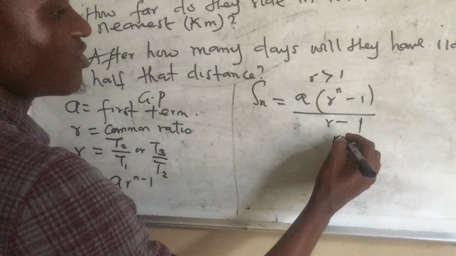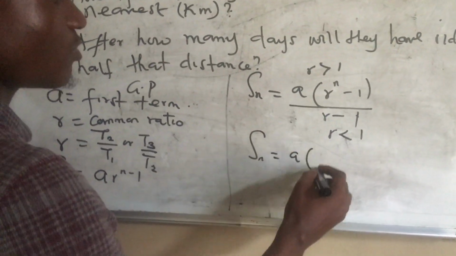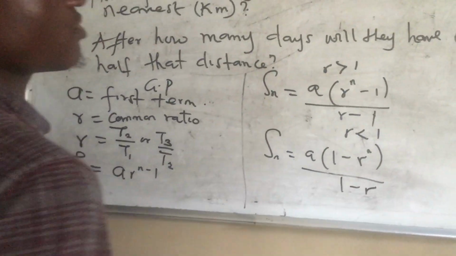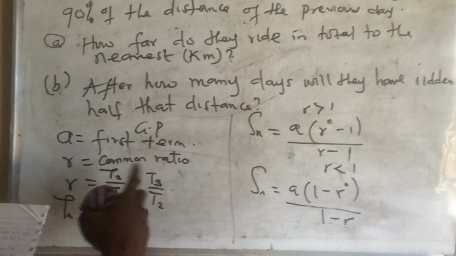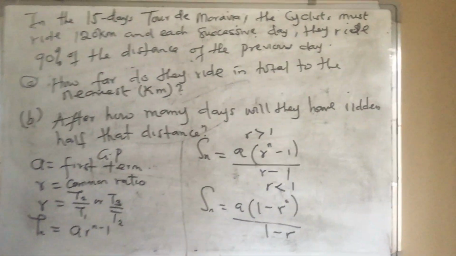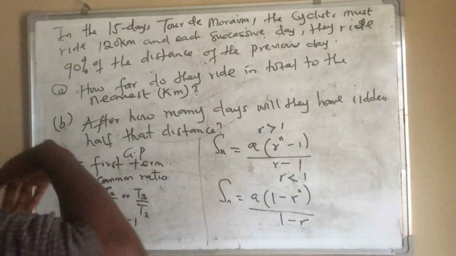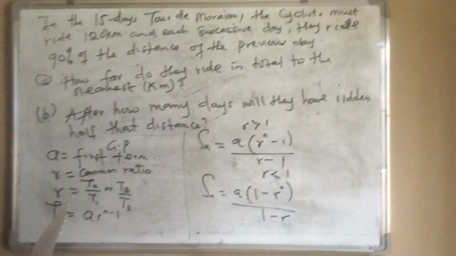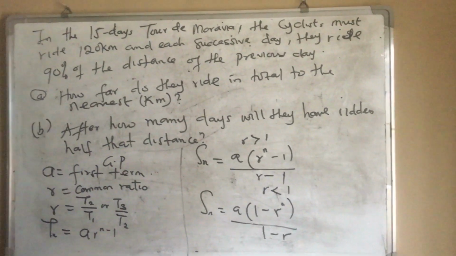But if our R is less than 1, we have our Sn equal to A into bracket 1 minus R raised to the power n over 1 minus R. So it depends on our common ratio, and these are the things that we apply in this question. Now, the 15 days is telling us the number of terms, which is our n, because the competition will last for 15 days.